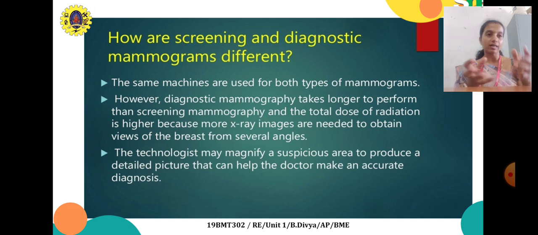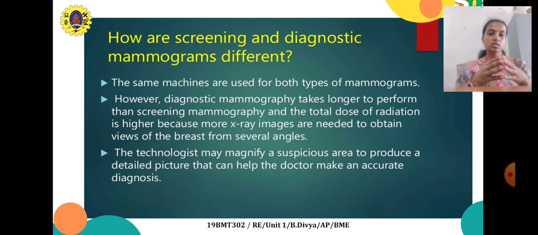breasts in several angles. In different angles, we have to identify whether the cancer cell is present or not, or what kind of cancer cell it is. We have to identify that, right? So it will take more time to diagnose the breast, and the dosage of the radiation is also a bit higher in diagnostic mammography.